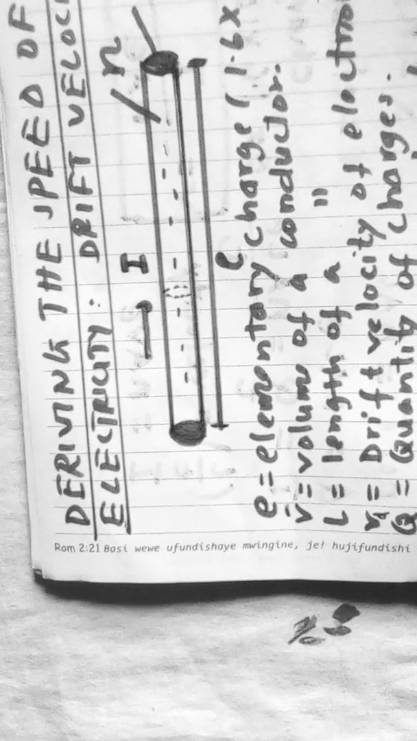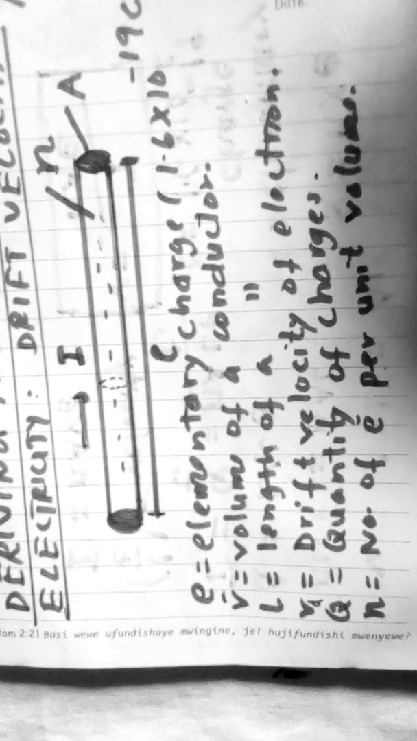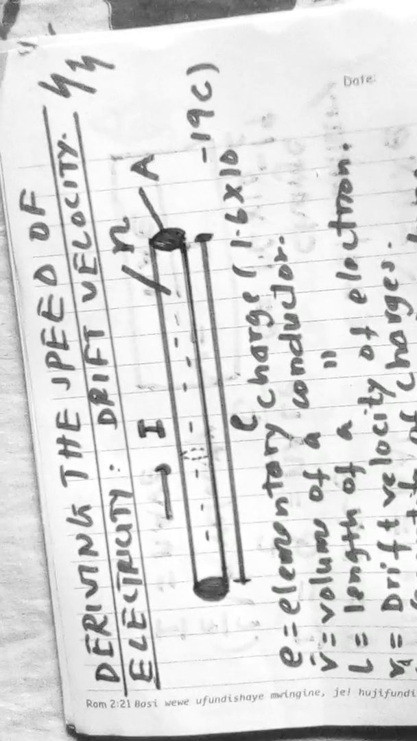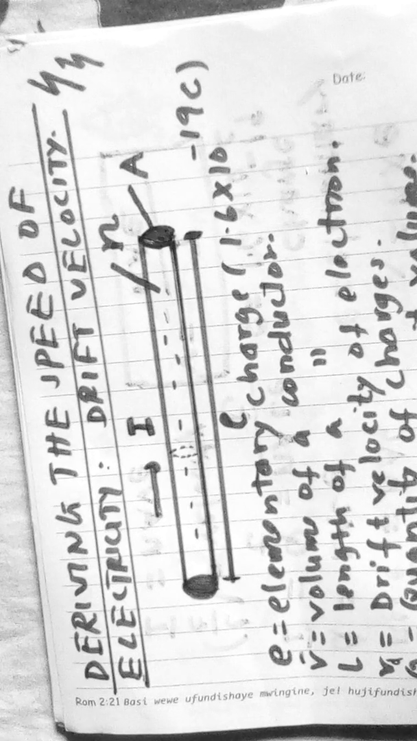To start off, we're going to start with the volume of this conductor, and here are some different variables that we're probably going to need in deriving this formula. We're going to need e. This is the elementary charge, and its value is 1.6 times 10 raised to the power of negative 19 coulomb per electron. You may wonder why I have not put per electron, but for the sake of simplicity, just write coulomb only. But you know that it's just the quantum of charge carried by a single electron.